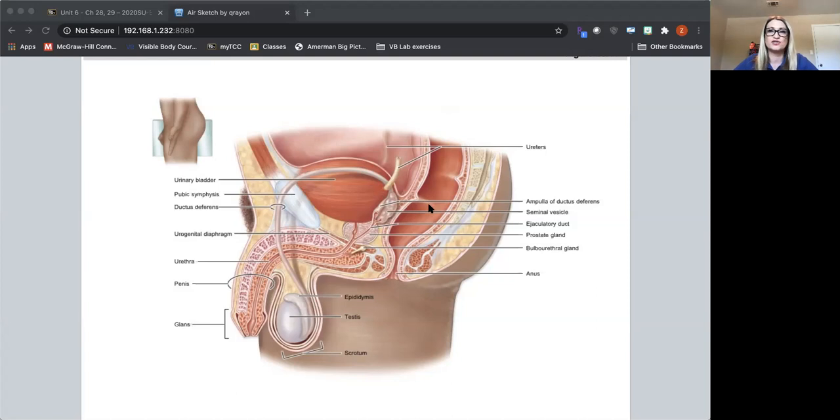So testes are the male gonads. They are located in the scrotum, and the scrotum provides a cooler environment for the testes, which is necessary for sperm development and maturation. The scrotum is composed of an external layer of skin, a thin layer of superficial fascia, and dartos muscle. And this muscle helps with temperature regulation. There's also a cremaster muscle, and we'll see that on the second image that I will have after this one.